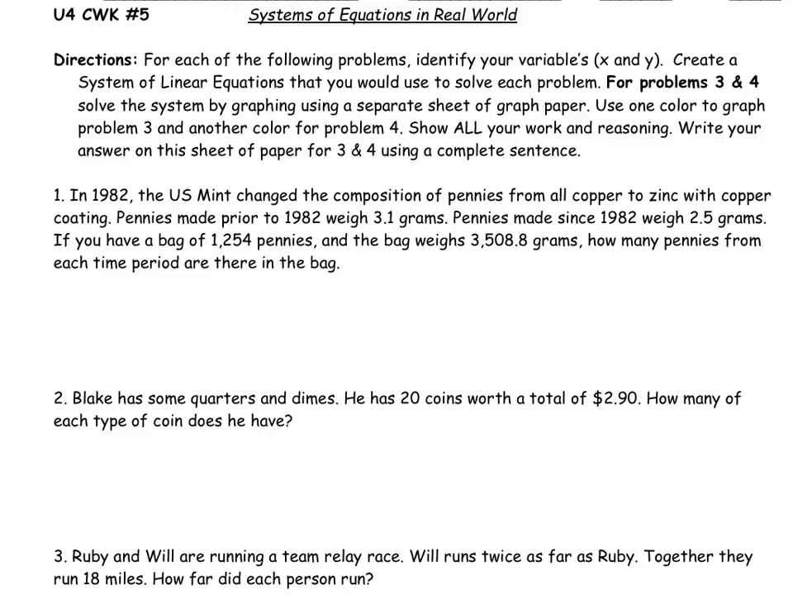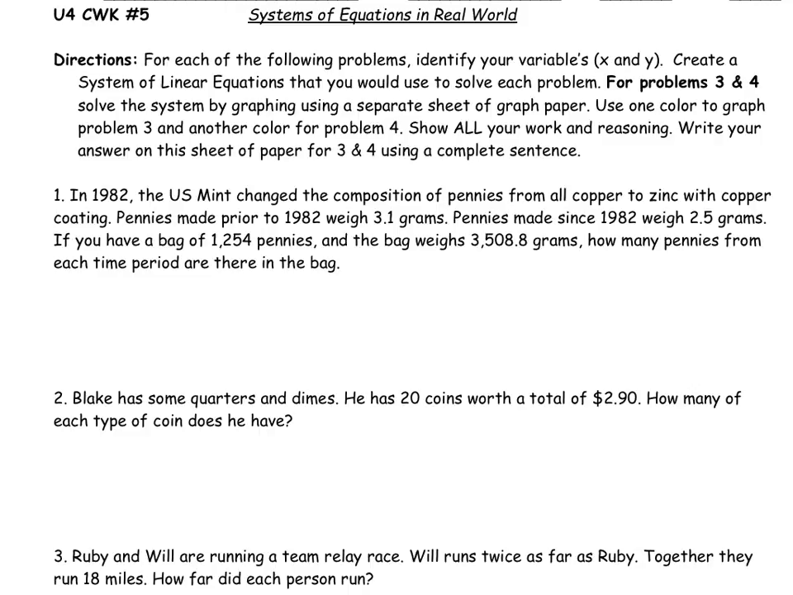All right, in 1982, the U.S. Mint changed the composition of pennies from all copper to zinc with copper coating. Pennies made prior to 1982 weighed 3.1 grams. Pennies made since 82 weigh 2.5 grams. That makes your pockets literally lighter. If you have a bag of 1,254 pennies and the bag weighs 3,508.8 grams, how many pennies from each time period are there in the bag?